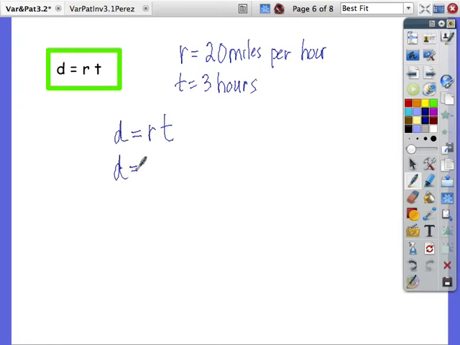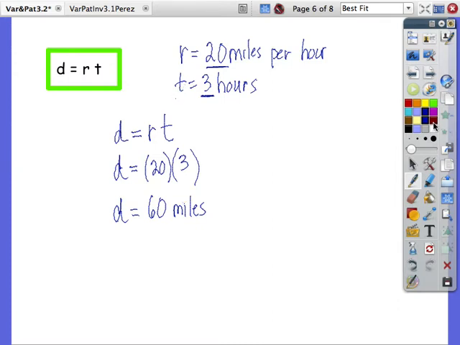Distance equals, well, our rate in this case is 20, and our time in this case is 3. So we multiply 20 times 3 and get 60. So our distance is 60 miles. You may also do it where you know the distance and you know the rate, but you don't know the time. So let's try another one.